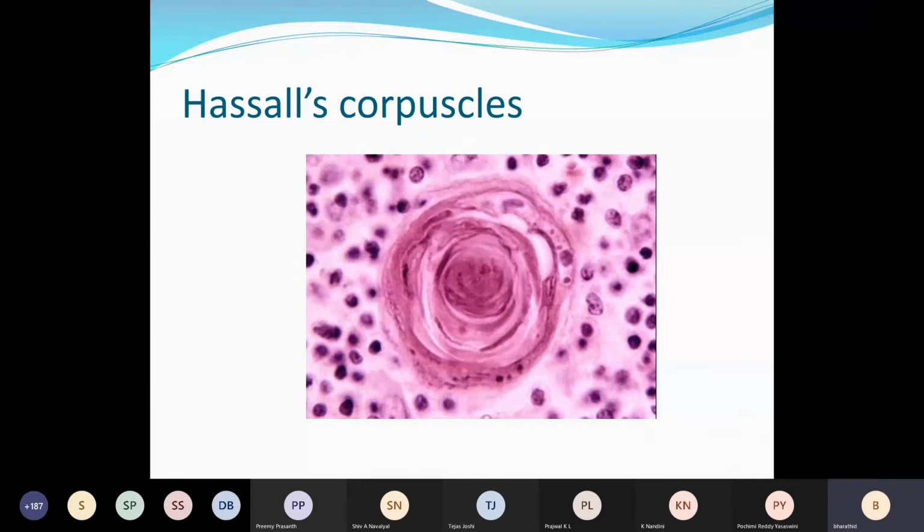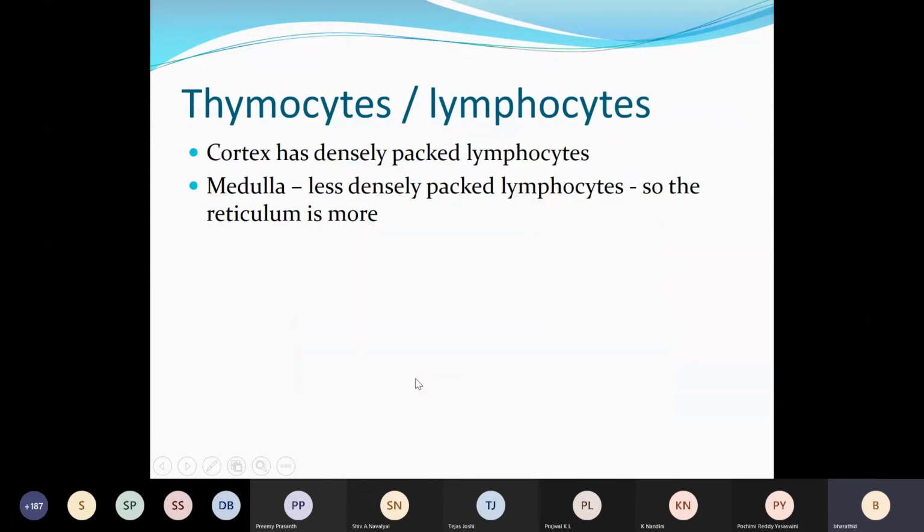See, under higher magnification, this is how the Hassall's corpuscle appears. You can see it is concentric. In the center there is a hyaline mass, and surrounding this, all these are thymocytes or lymphocytes. As I told you, the cortex has densely packed lymphocytes and the medulla has less densely packed lymphocytes.